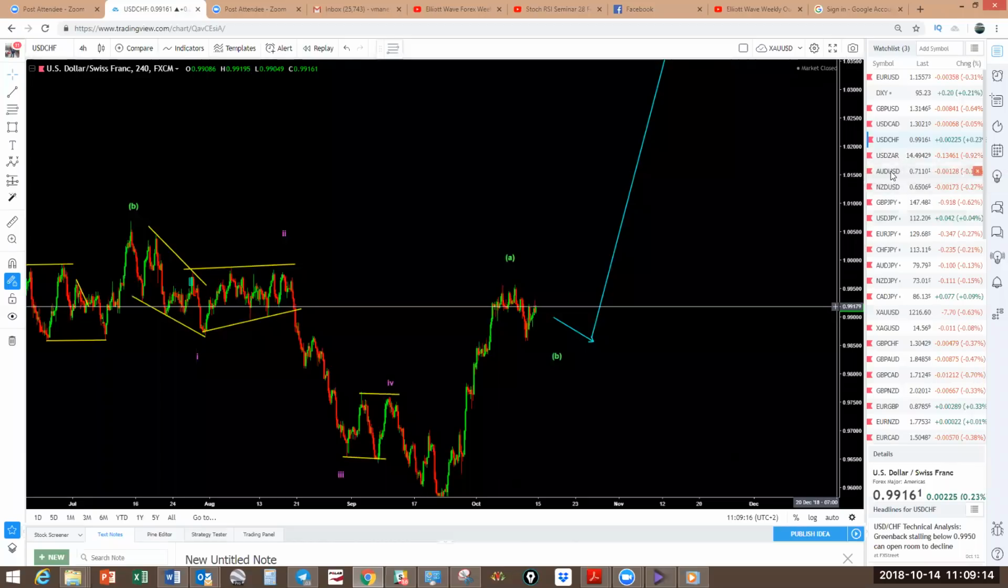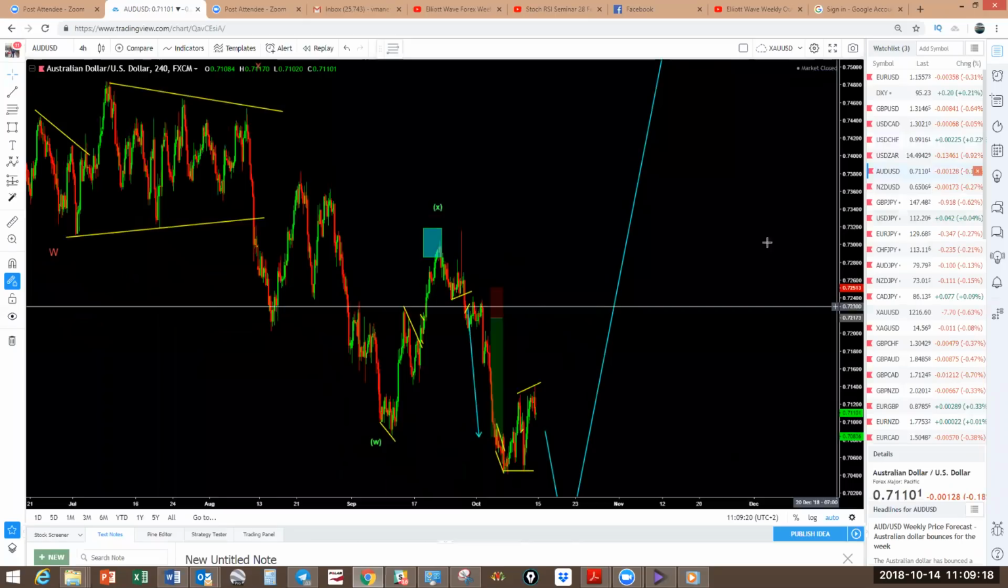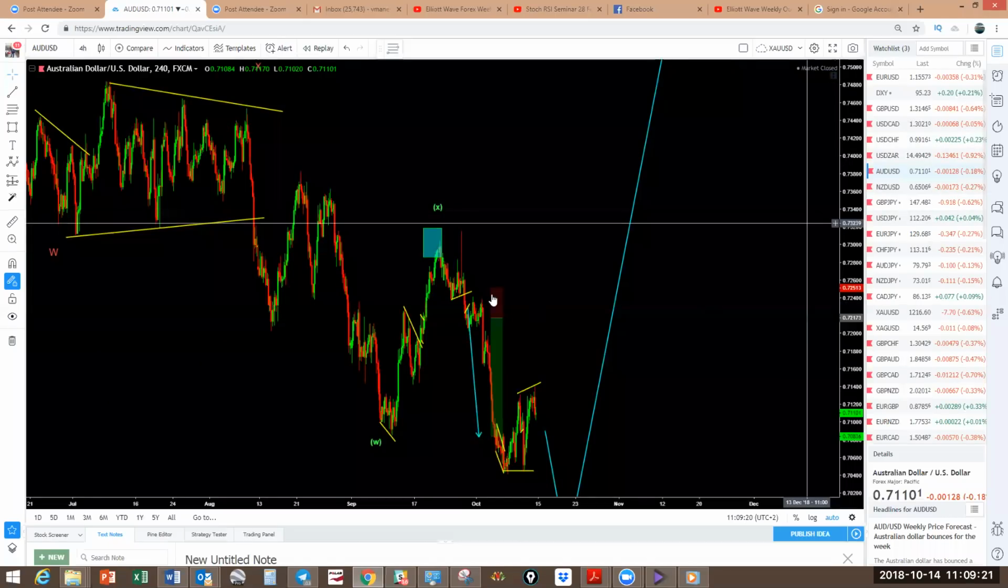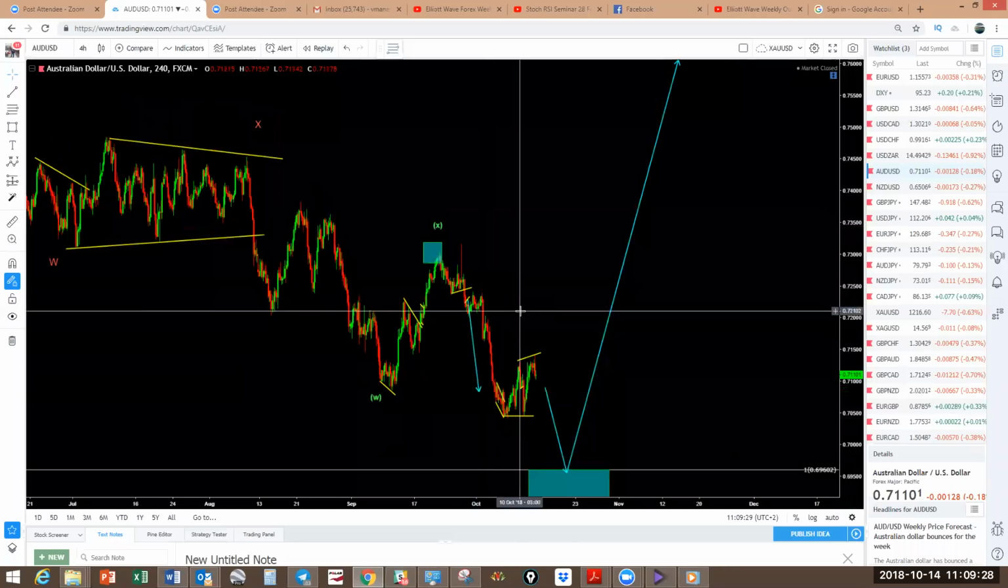Now, next one is a beautiful trade, Aussie US dollar. I think you guys saw this. I've posted this for our group members. This is what cluttered that chart. Need to remove it. This is the trade that is now completed. And now let's see how this one is going to play out going forward.